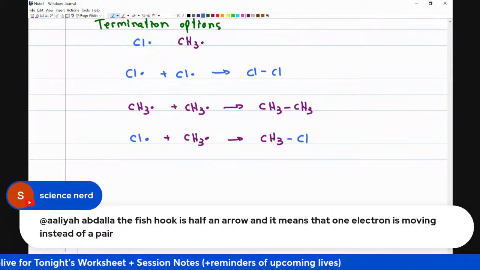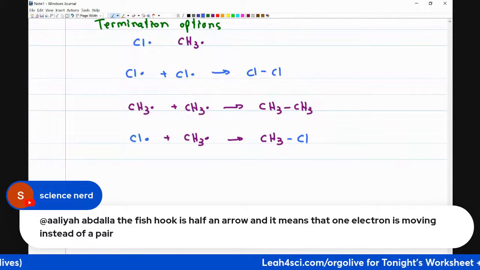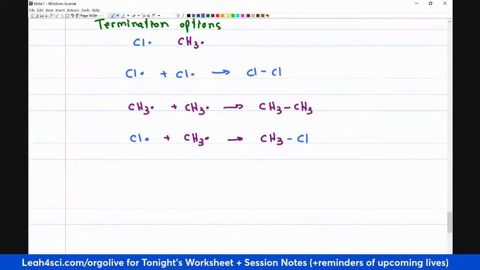Question. The fishhook is half an arrow, and it means that one electron is moving instead of a pair. Yes, exactly. That's why everything is one electron at a time. These will each come together one at a time for the different termination reactions.